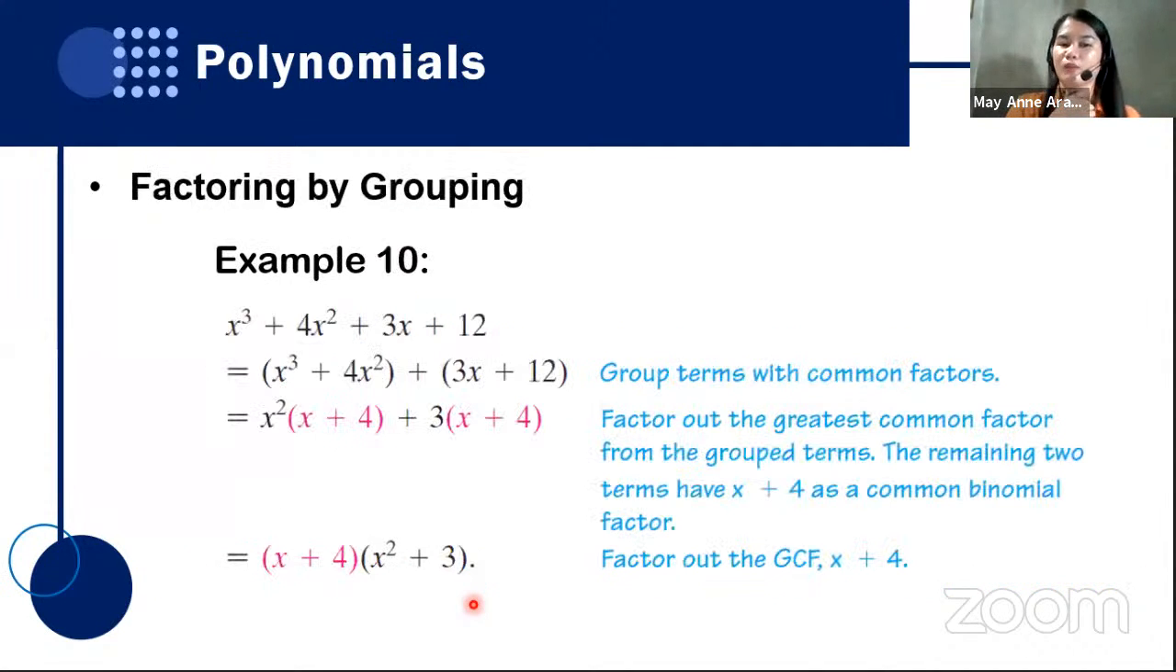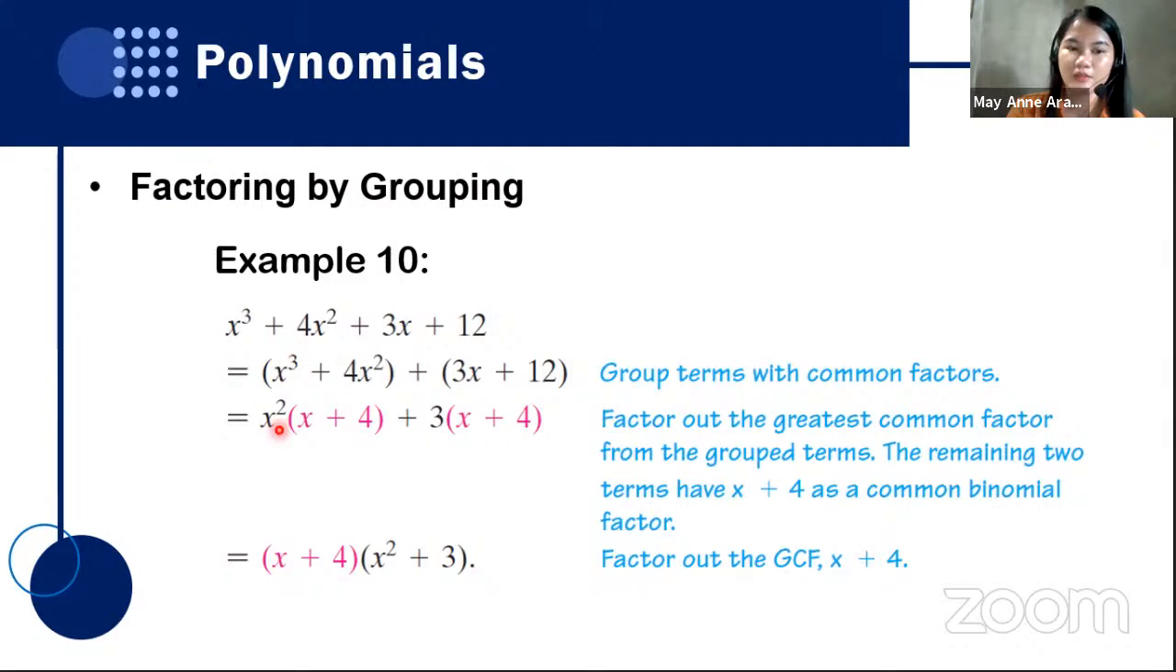Next, sa factoring by grouping. So dito, ginugroup natin yung mas madaling ilabas yung common factor. So dito, mas madaling i-group yung x cubed and 4x squared. So since they have the common factor x squared. And for this, we can group them kasi they have a common factor which is 3. So pwedeng ilabas yun. And once na factor out na natin yan, diba? Ito, ginroup to. So if gagawin natin para makuha yung nasa loob ng parenthesis, subtract lang or divide.